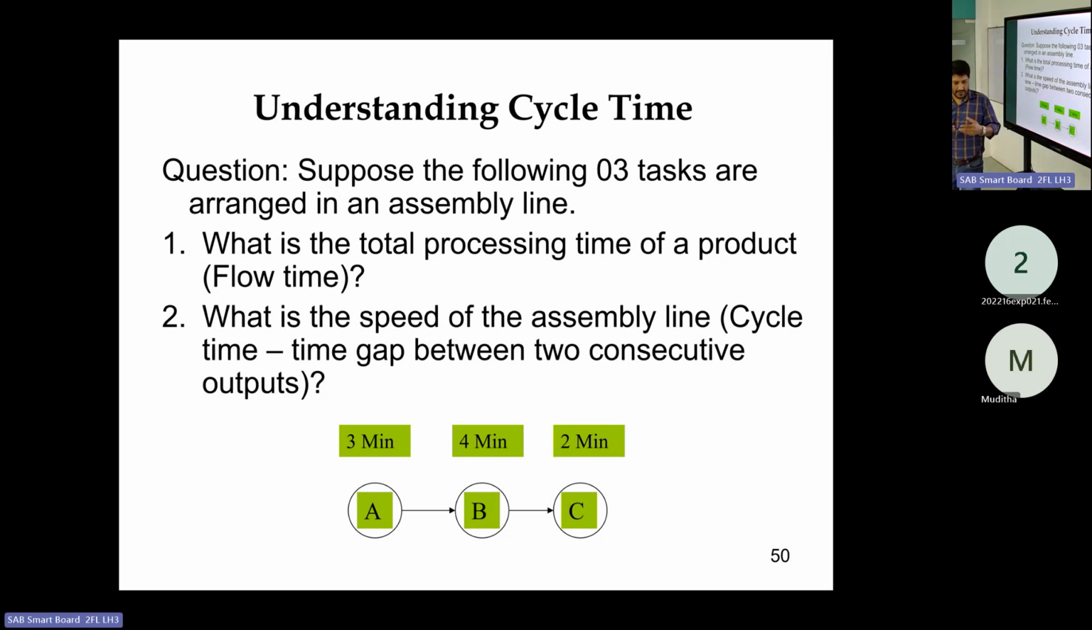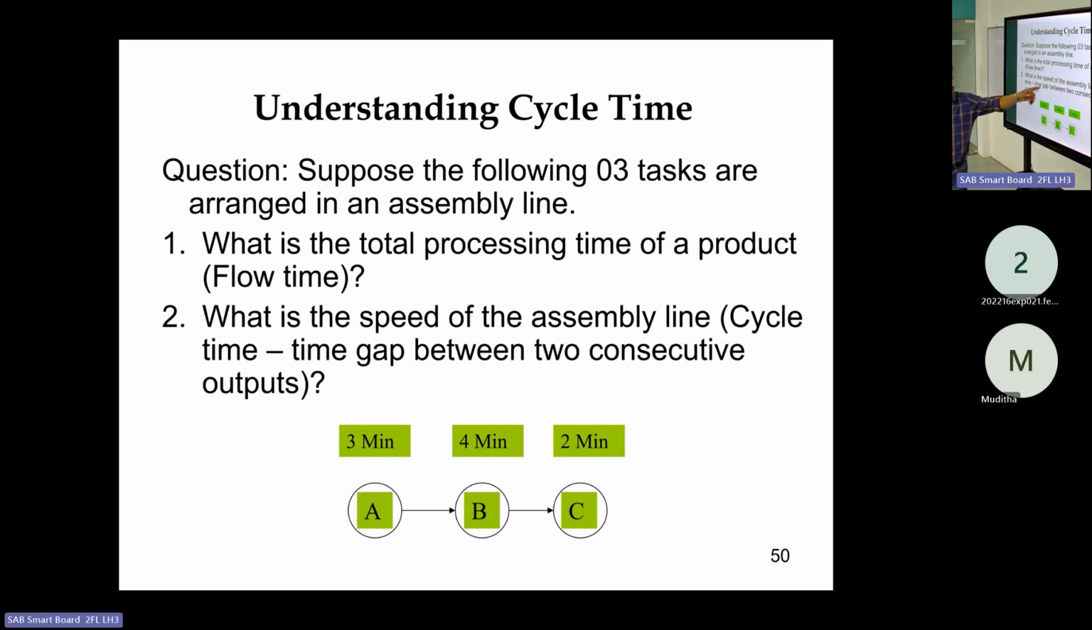When this process is arranged as an assembly line, that means the workstations operate repeatedly. An item is moved from A to B, and at the same time another product comes to A. When the product moves from B to C, the next item will come to B. So it repeats. That is what we mean by an assembly line.